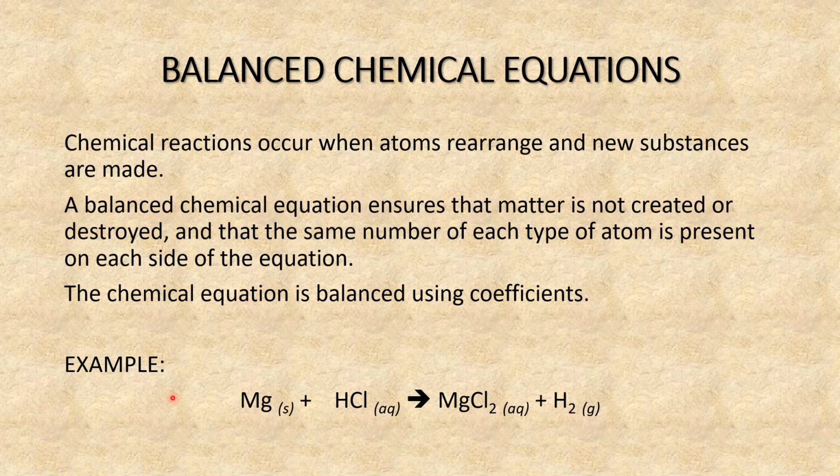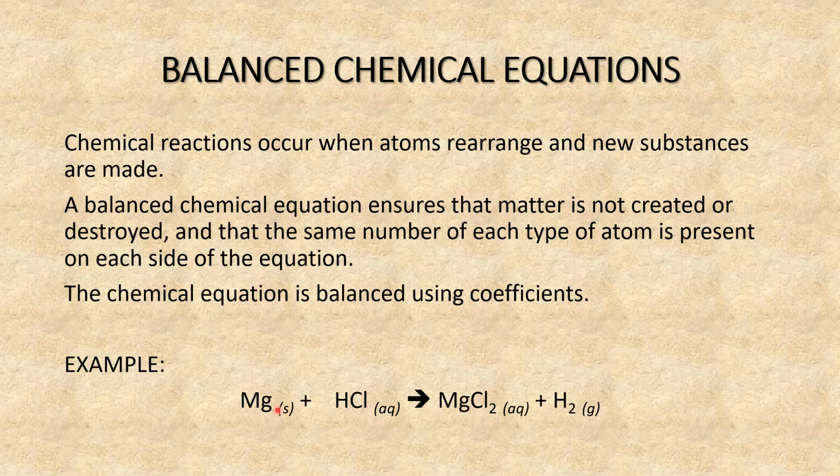To balance this equation, we're going to use coefficients. Now, coefficients go in front. So we could put a number in front of the magnesium. Currently, there's no number, so there's 1. We could put a number here, or a number here. So let's check and see if this equation is balanced.